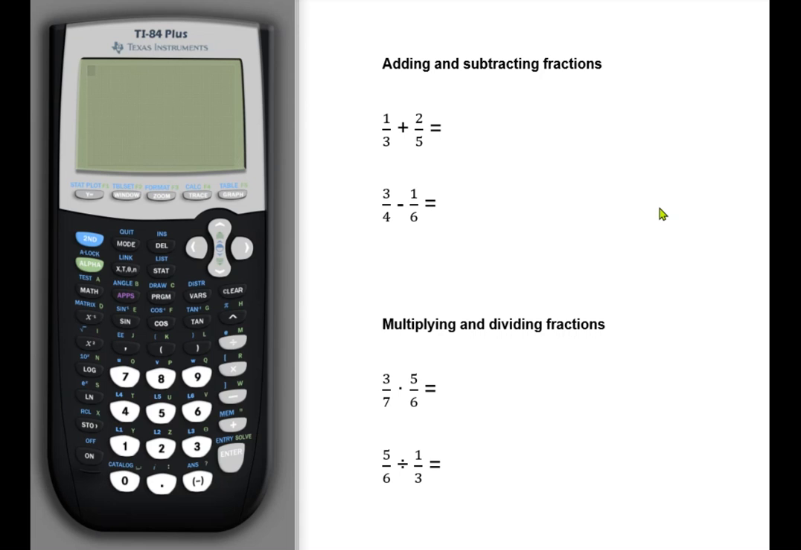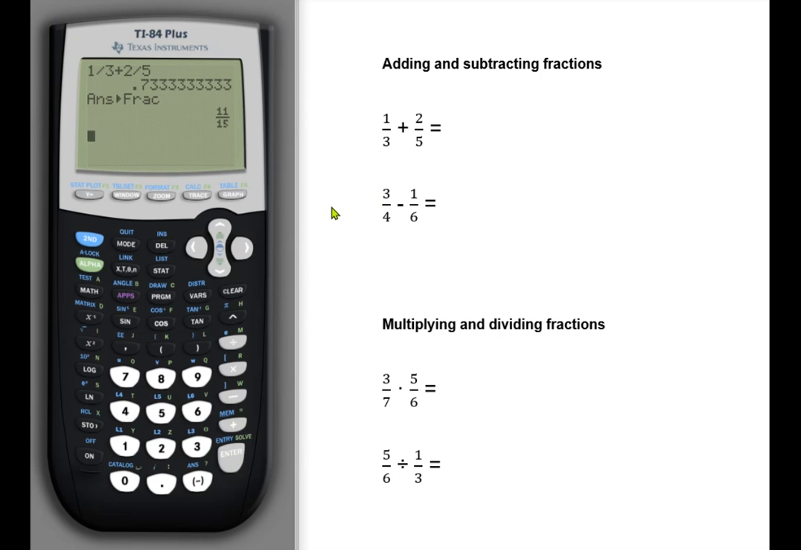Let's perform basic mathematical operations on fractions using your TI-84+. If you want to add 2 fractions, you can do that 2 different ways. You can simply type 1/3 plus 2/5, hit enter, and you will get your answer as a decimal number. If you want to convert that into fractions, simply hit math. 1 is highlighted, that's fraction, and hit enter twice.